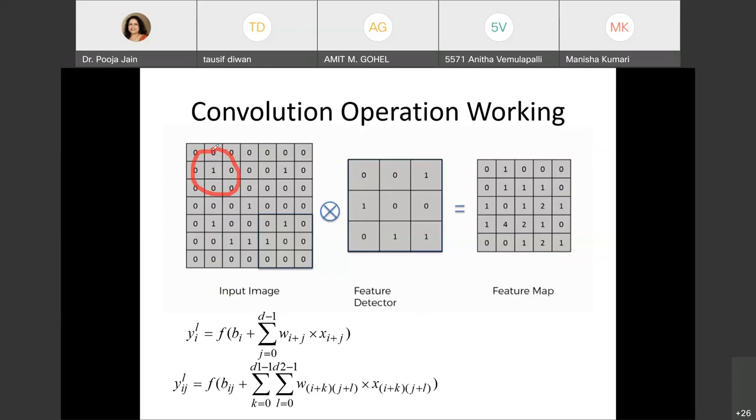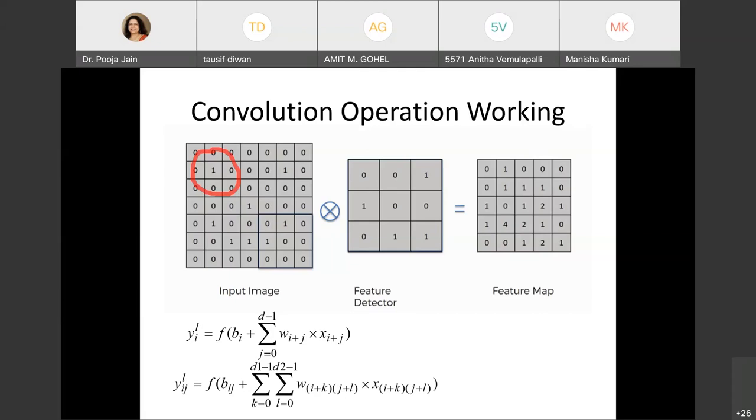Fine. So here you perform the element wise multiplication. 0 is multiplied with this 0, this 0 is multiplied with this 0, this 1 is multiplied with this 1, likewise. Now after performing element wise multiplication, you just sum all these multiplications and you get this value. On this, after that, what will happen?